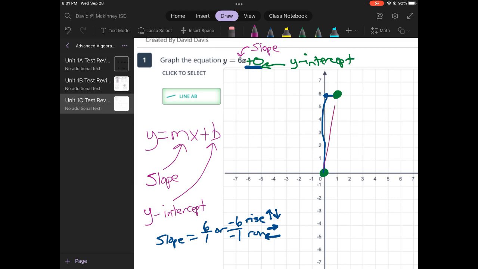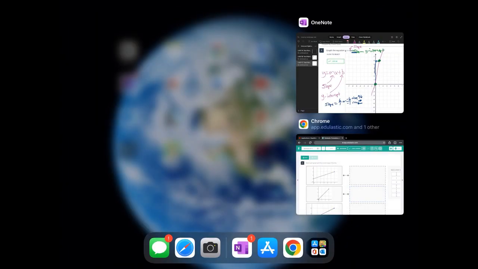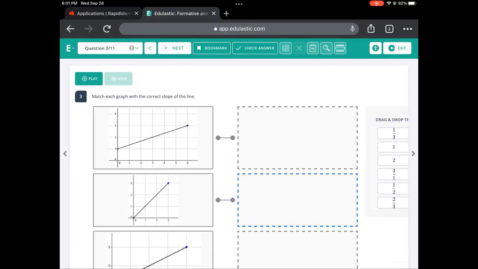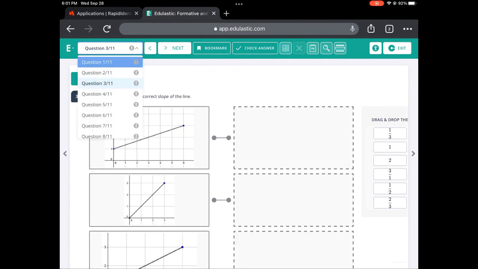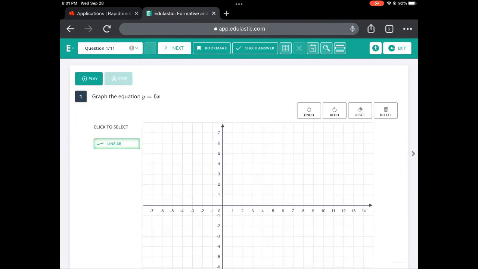At this point, I could draw a line to finish this. That's not the most beautiful line in the world. Let's go ahead and switch over to the Edge Elastic, which is where the test will be, which is where this review is located, and let's see how we'd use that tool.